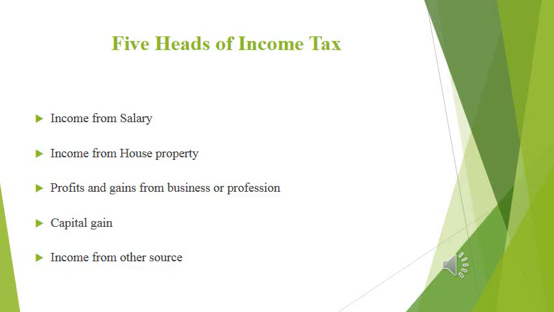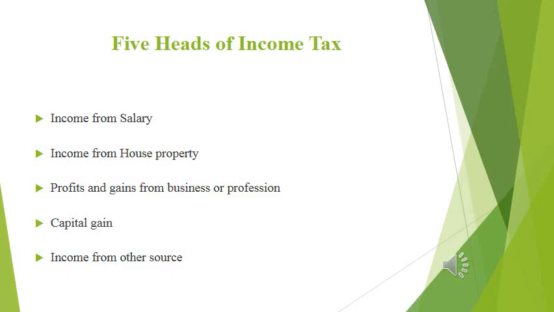And third one is profit and gain from business or profession. That means profit from business, gain from profession. Any income which is generated as a result of business or profession is grouped into one head, that is called profit and gain from business or profession. And another head is capital gain. Any surplus or income generated as a result of transfer of a long-term asset or capital asset is called capital gain. So any gain generated as a result of transfer of a capital asset is grouped into one head, called capital gain.